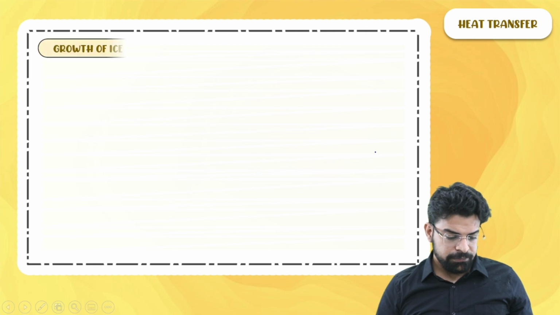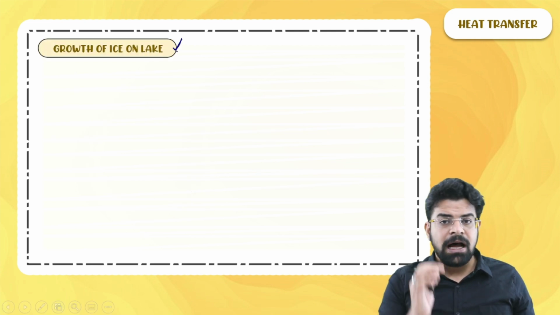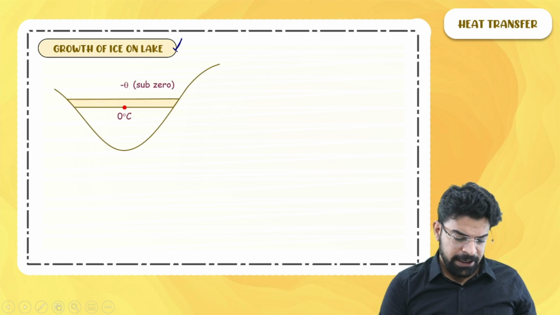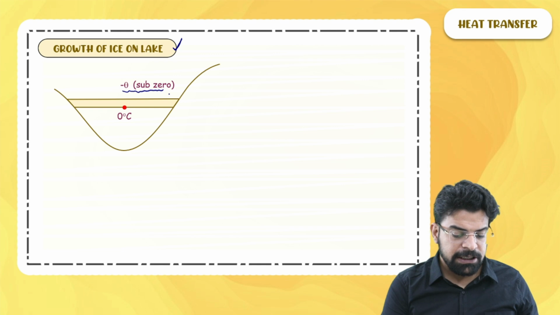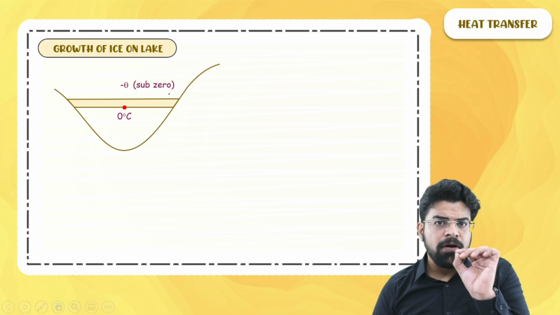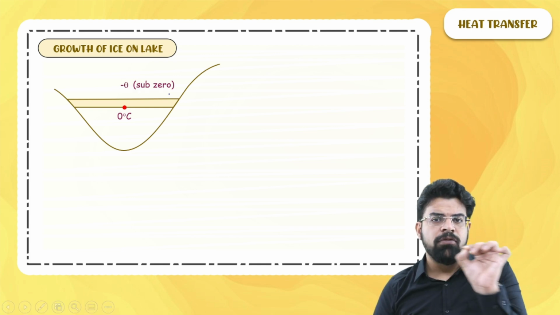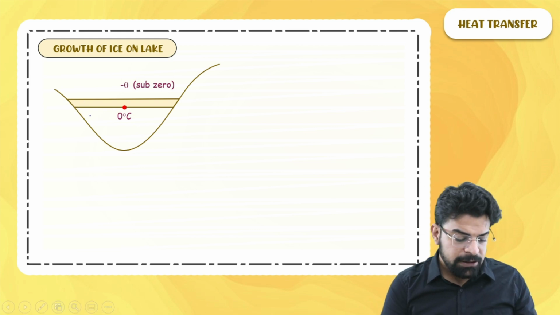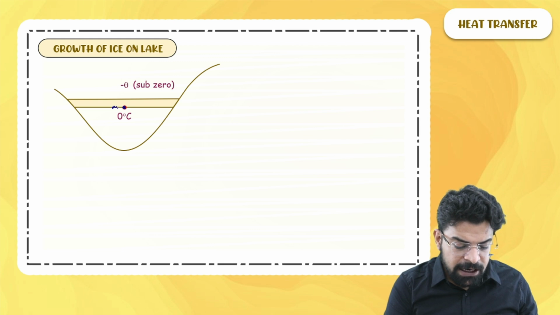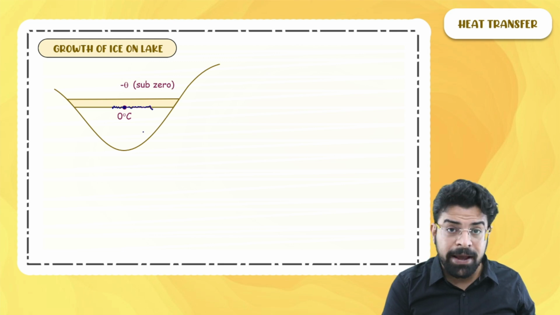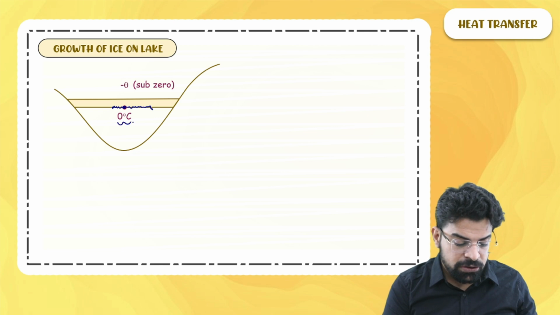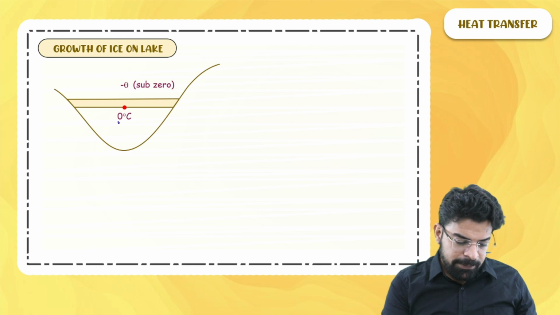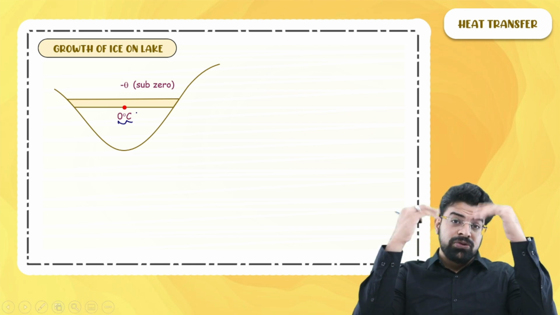Moving on, how does the ice grow on a lake? If we have a lake and the surrounding temperature is sub-zero, think of the interface of the ice and water. Let's say here you have water and this is ice. Then at the interface of ice and water, where the ice and water coexist, the temperature has to be 0 degrees centigrade. So at the ice-water interface, the temperature is 0, and in the surroundings outside the lake, the temperature is sub-zero.